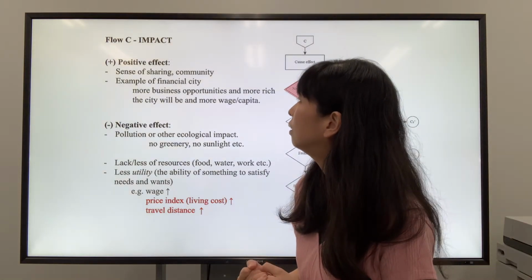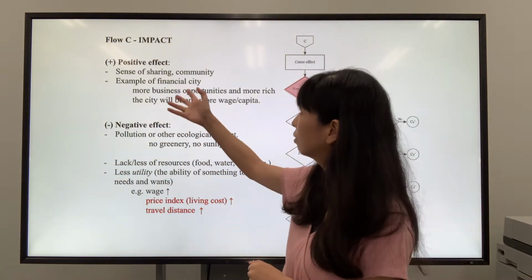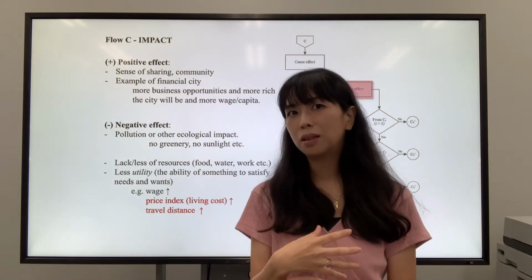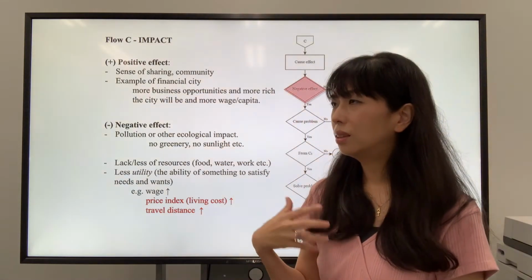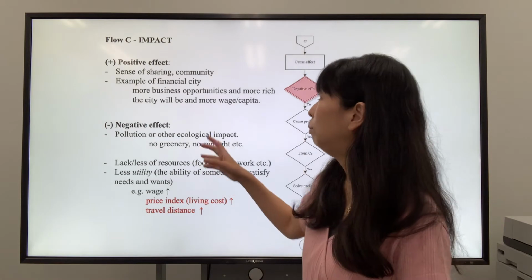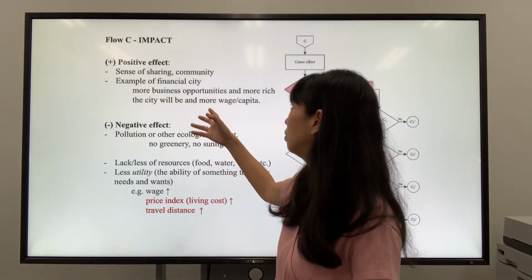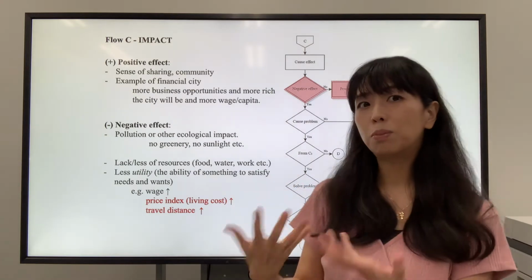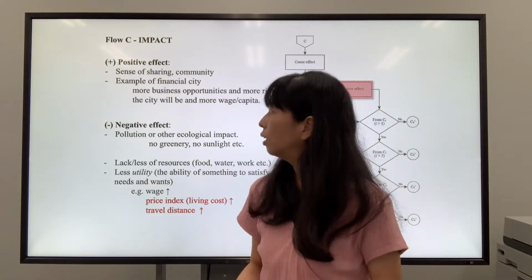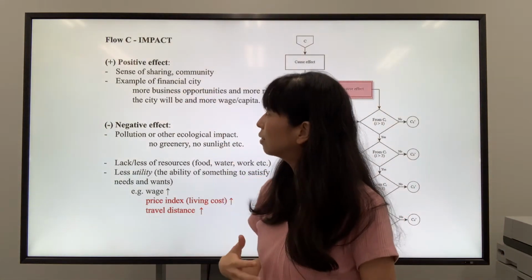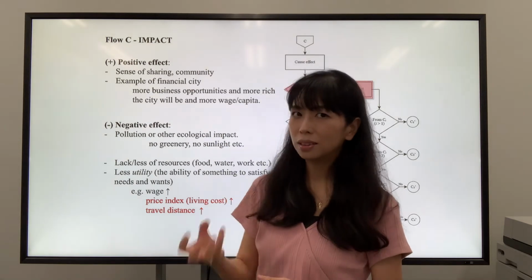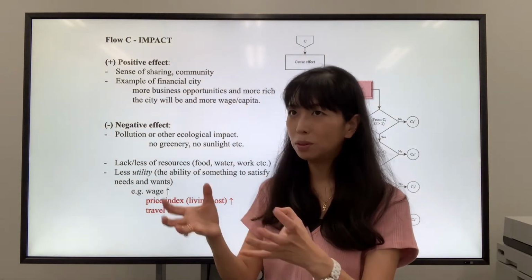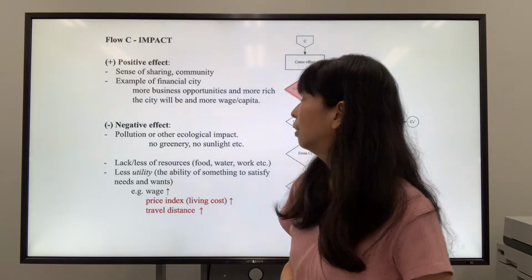The other one is maybe in terms of financial aspects. For example, I mentioned the economies of scale. So it means there are more business opportunities, and the richer the city will be, the more the wage per person can increase. So this also creates some kind of attractiveness of people wanting to stay in that area.